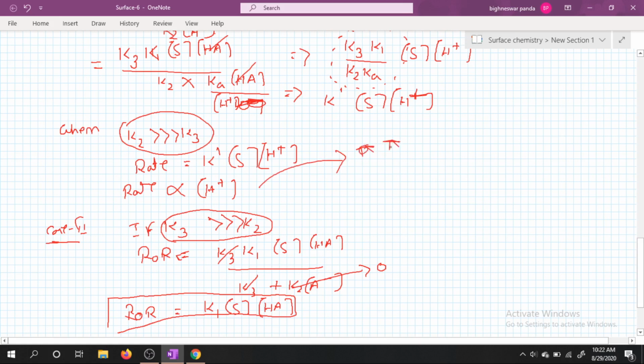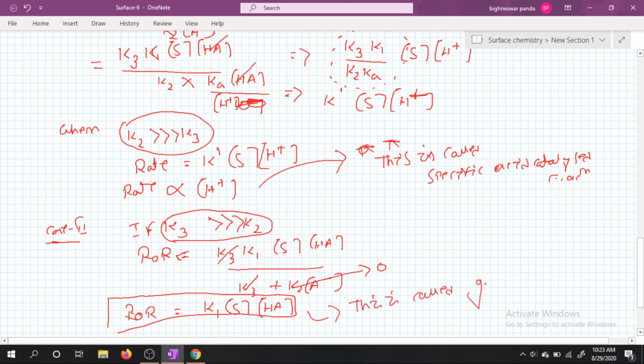And this reaction is catalyzed by proton only, so this is called specific acid catalyzed, and this reaction is catalyzed by acid only, so it's called general acid catalyzed reaction.